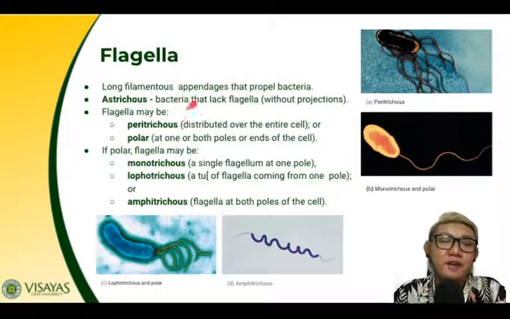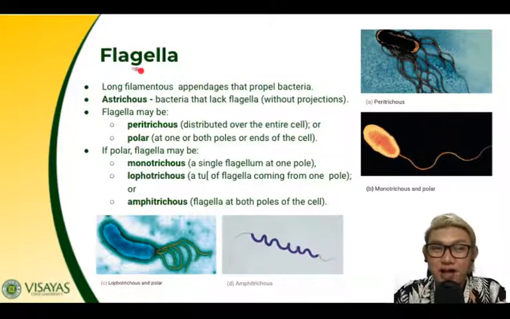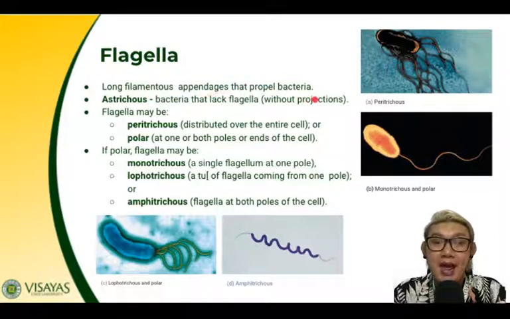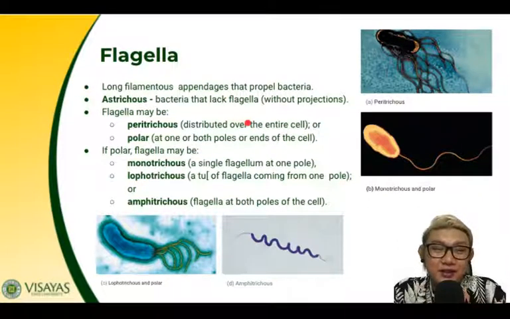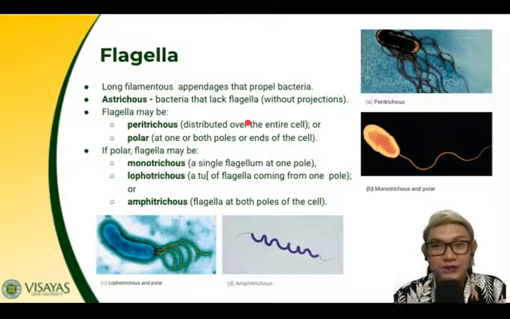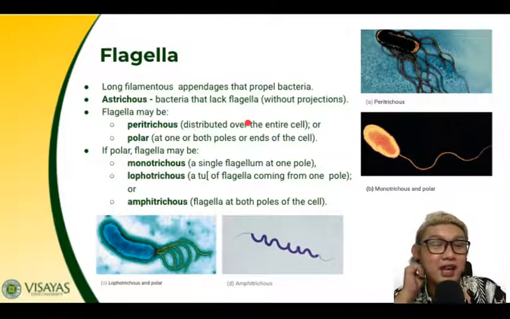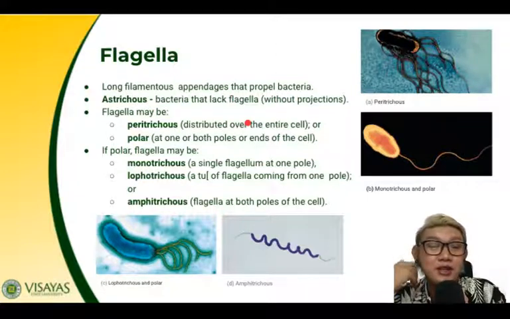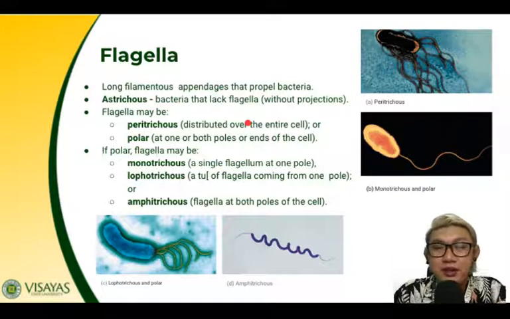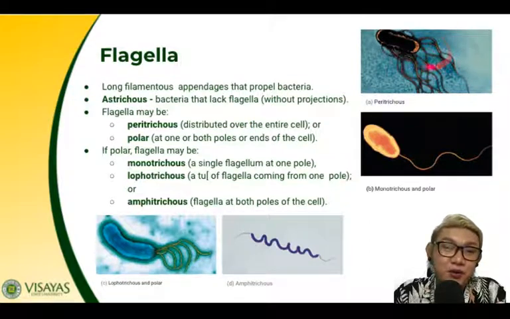Now, another extracellular structure found in bacterial cells is the flagella. Flagella are long filamentous appendages that propel bacteria. Those bacteria that lack flagella, without these projections, are called atrichous. But if a bacterial cell has flagella, they may be peritrichous or polar. Peritrichous means that the flagella are distributed throughout the bacterial cell.